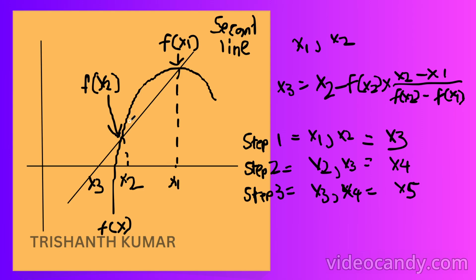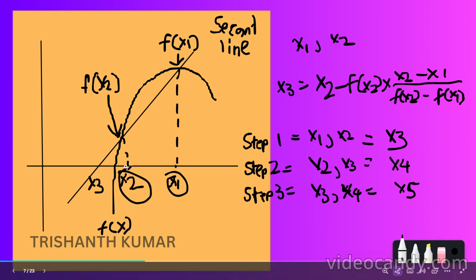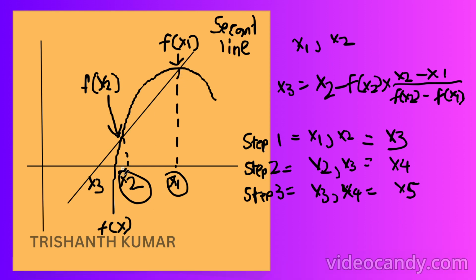Okay. Start with two guesses. x1 is far right and x2 is the middle one. Second, draw the secant line through f(x1) and f(x2). The point where the secant line hits the x-axis is x3. So x1 and x2 give x3.